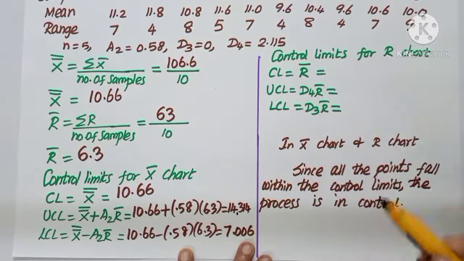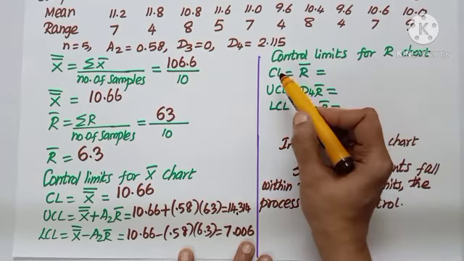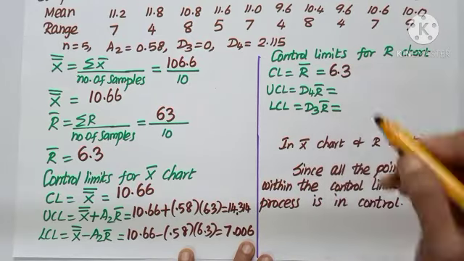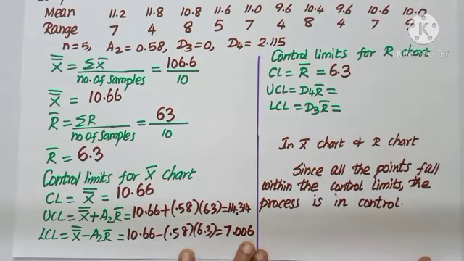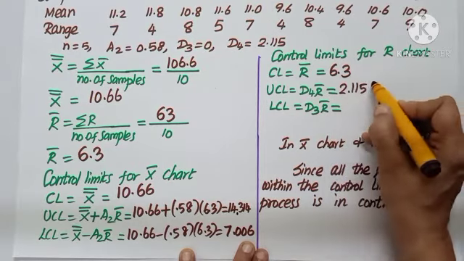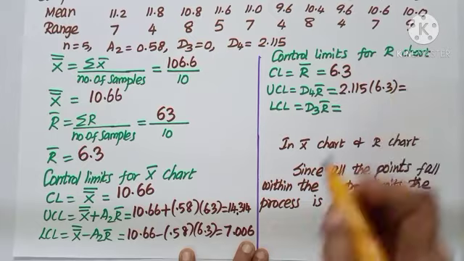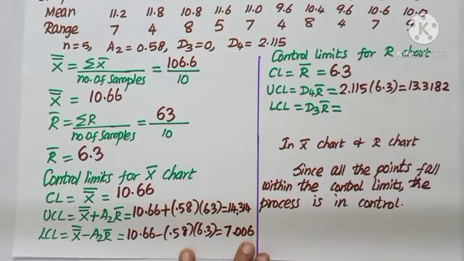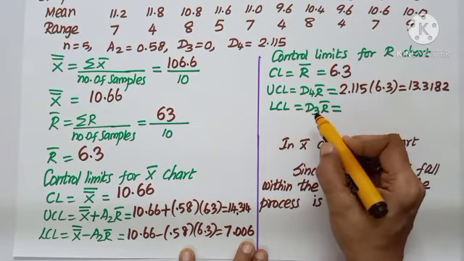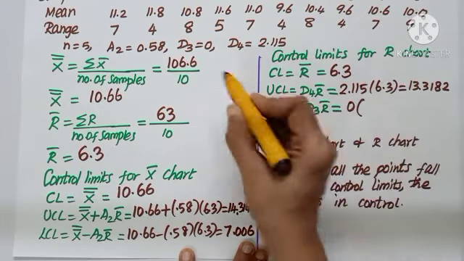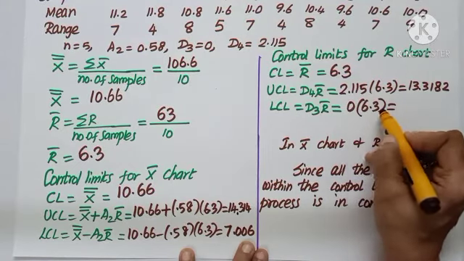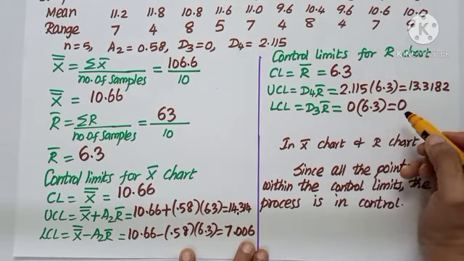Let us proceed on to R chart. CL is R bar, that is 6.3. UCL, it is D4 R bar, 2.115 into 6.3. 13.3182. LCL is D3 R bar. D3 is 0, R bar is 6.3. 0 into 6.3 is 0 only.